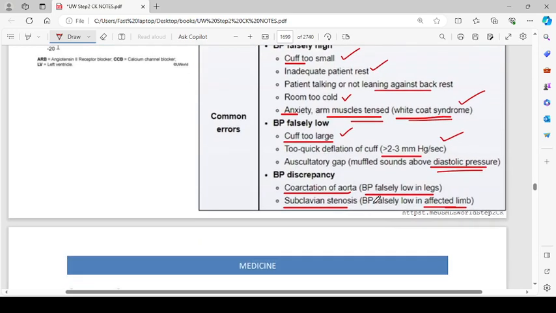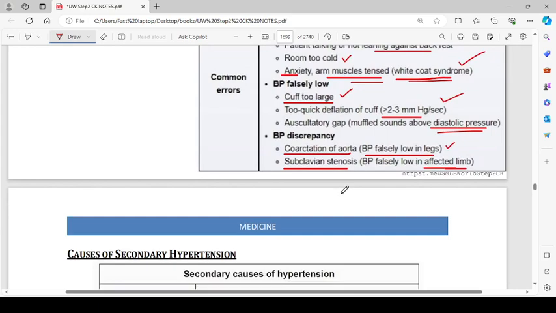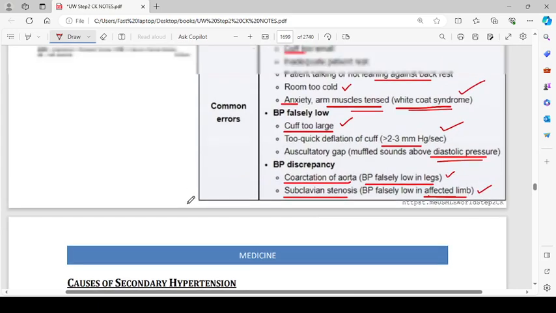So you made it falsely low because you did not listen to that sound that was coming before that. Blood pressure discrepancies: coarctation of aorta, blood pressure falsely low in the legs, and subclavian stenosis, blood pressure falsely low in the affected limb.